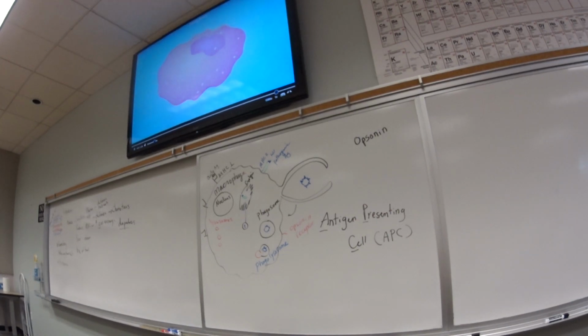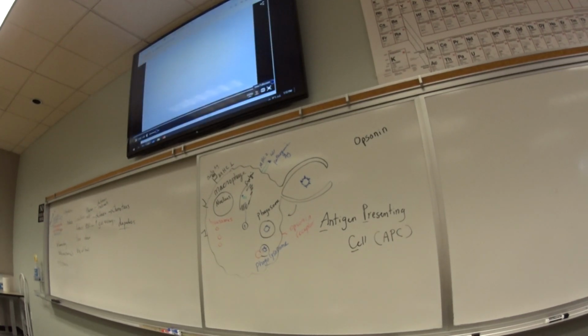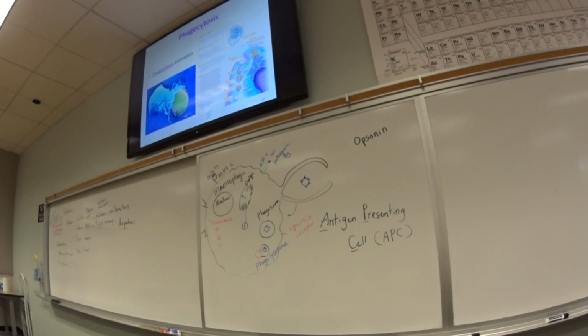So this one pretty much covered everything except it doesn't show you MHC1s and MHC2s for macrophages. Neutrophils, basically this is what they do, and that's it, they leave it at that. Questions regarding phagocytosis?